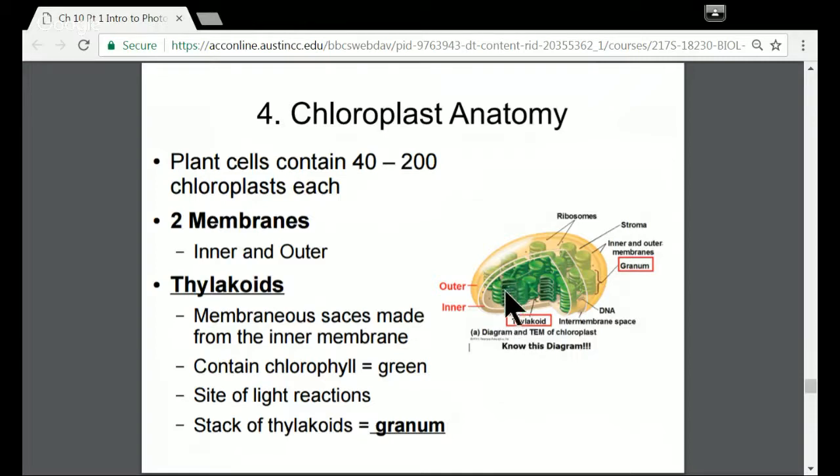Now you might notice that the thylakoids are green in color, and that's because they contain chlorophyll, which is a green pigment we'll talk about. And a stack of these things is referred to as a granum. This is going to be the site of the first half of photosynthesis, these things we call the light reactions.